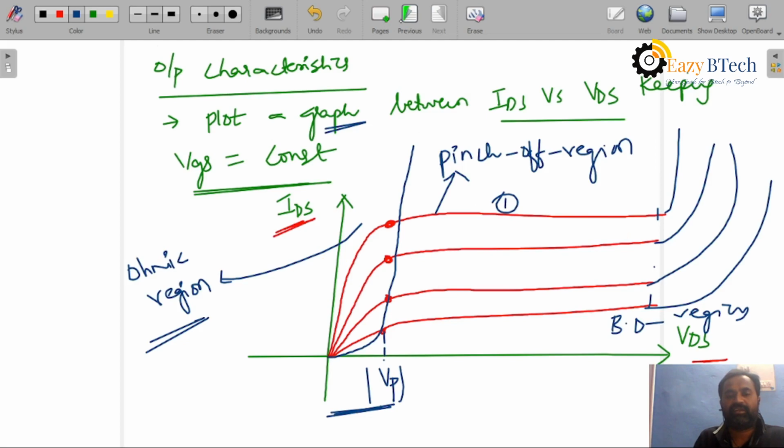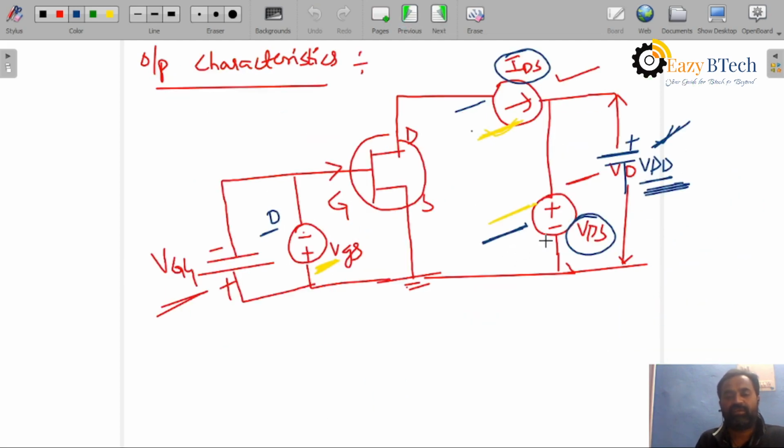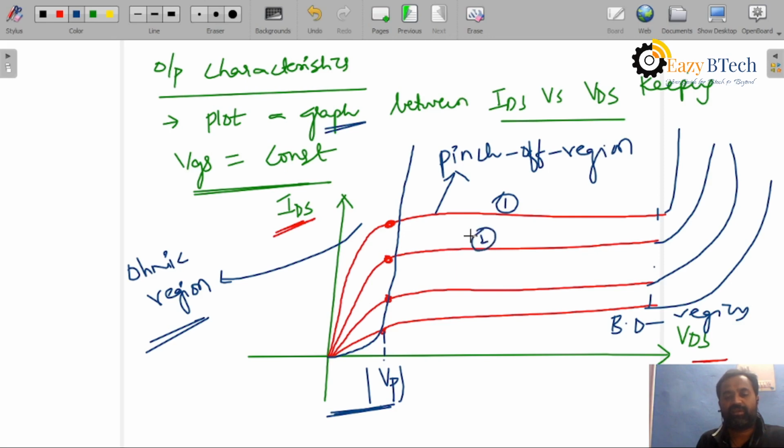And the second, again by changing VDD, with VGS kept at -1. Now change the VDD and note down the readings of IDS and VDS. Then you will get the second graph. This is at VGS 0, this is at VGS -1, this is at VGS -3. Like that, at different values of VGS, the current is gradually decreasing, you can see.